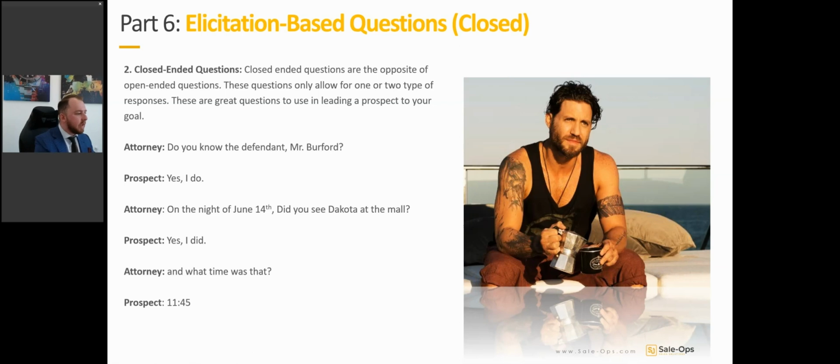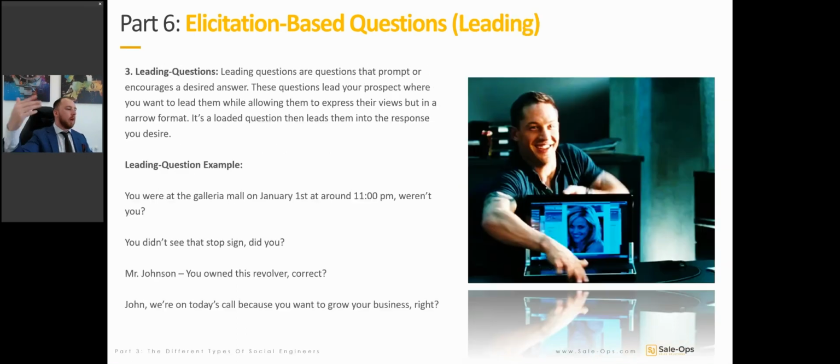Do you know the defendant, Mr. Burford? The person says, yes, I do. Okay, on the night of June 14th, did you see Dakota Burford at the mall? Yes, I did. What time was that? 11:45. Now, what are all these questions? They're closed. Yes or no. That's all that we're doing. So it's typically easy to start an interaction with closed-ended questions because they're easier to answer. And then once we get moving, we open up to more open questions, etc.